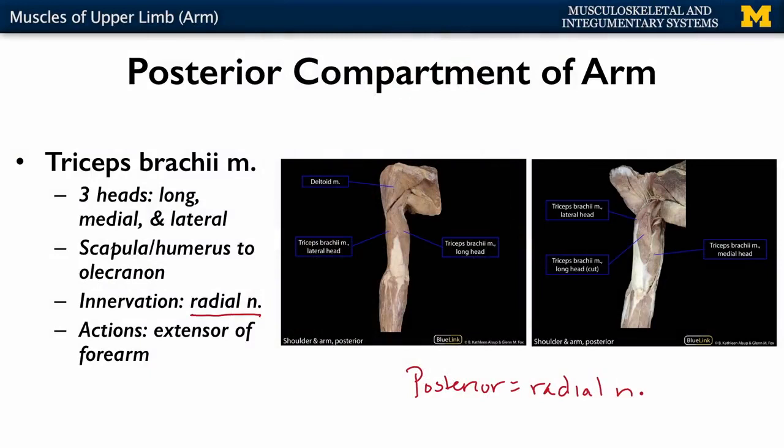Now, as the name would suggest, there are going to be 3 heads to the triceps brachii. The more superficial ones are going to be the long head and the lateral head. And you cannot see the medial head unless you reflect one of the other more superficial heads out of the way in order to see the medial. These are going to attach from the scapula and humerus, depending on which head we're discussing, to the olecranon process of the ulna. And this is the main extensor of the forearm.